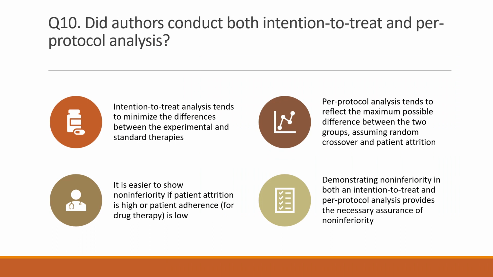Question 10. Did authors conduct both intention to treat and per-protocol analysis? Generally, intention to treat analysis tends to minimize the differences between the experimental and standard therapies, whereas per-protocol analysis tends to reflect the maximum possible difference between the 2 groups, assuming random crossover and patient attrition. The per-protocol analysis alone may introduce bias. Demonstrating non-inferiority in both an intention to treat and per-protocol analysis provides the necessary assurance of non-inferiority.